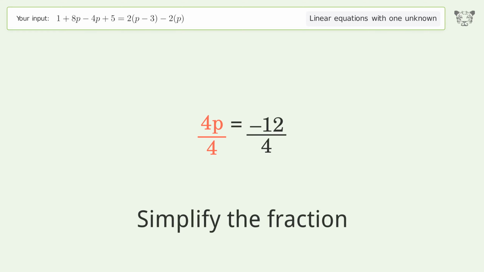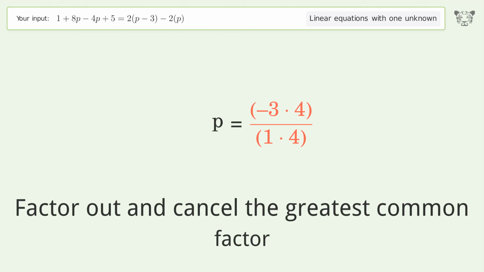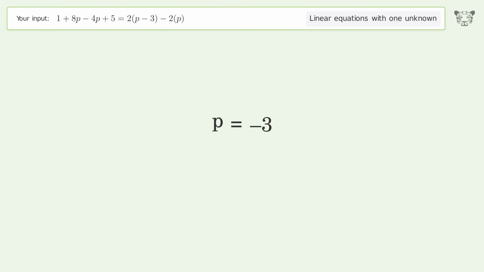Simplify the fraction. Find the greatest common factor of the numerator and denominator. Factor out and cancel the greatest common factor. And so the final result is p equals -3.